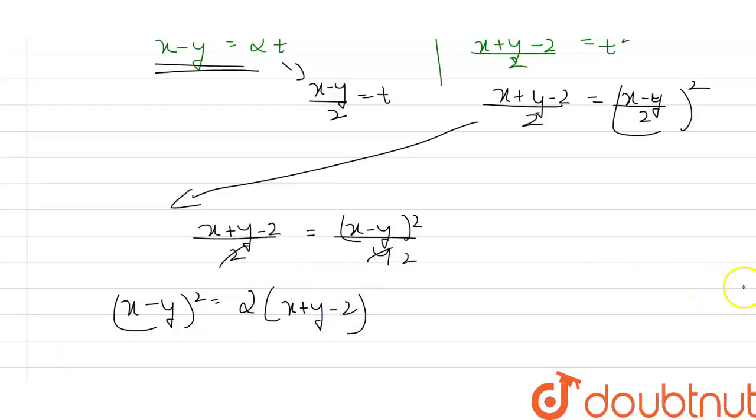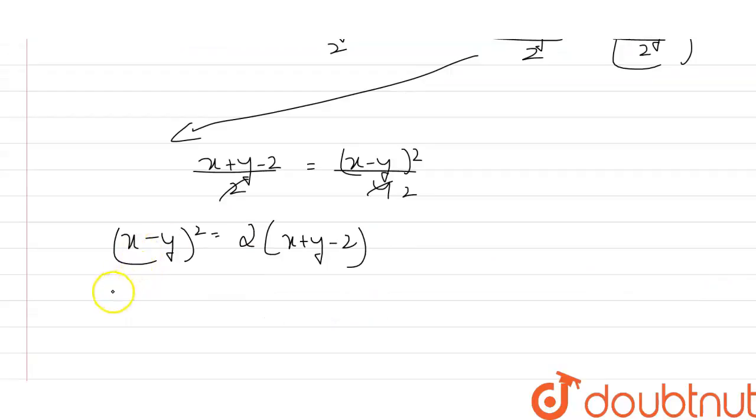Now if I expand this equation, it will become x² + y² - 2xy. And if I put this part on this side, it will become minus 2x, minus 2x, minus what?